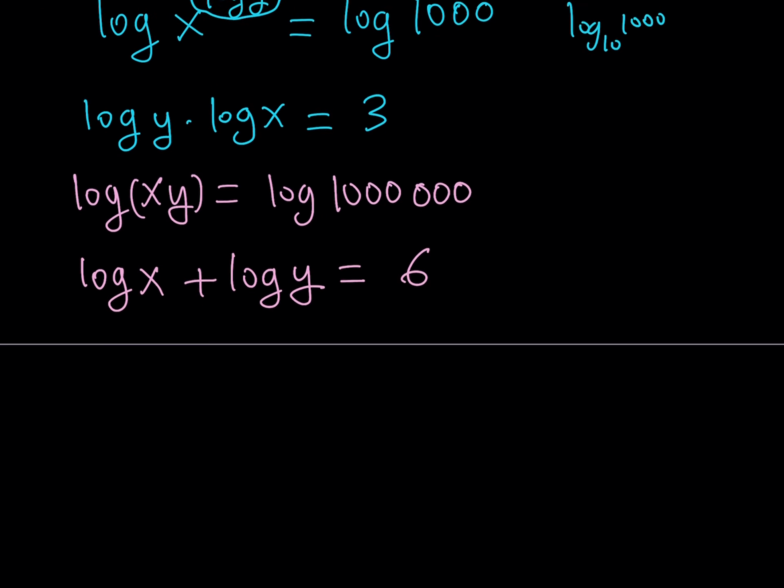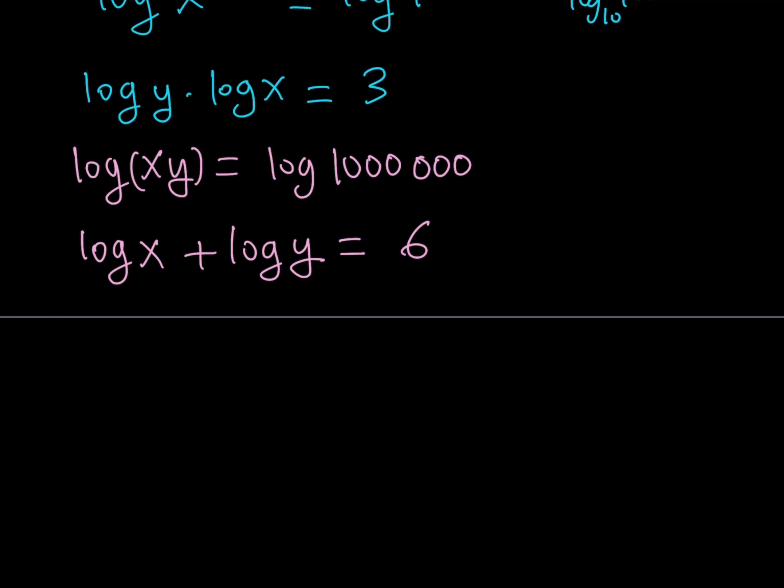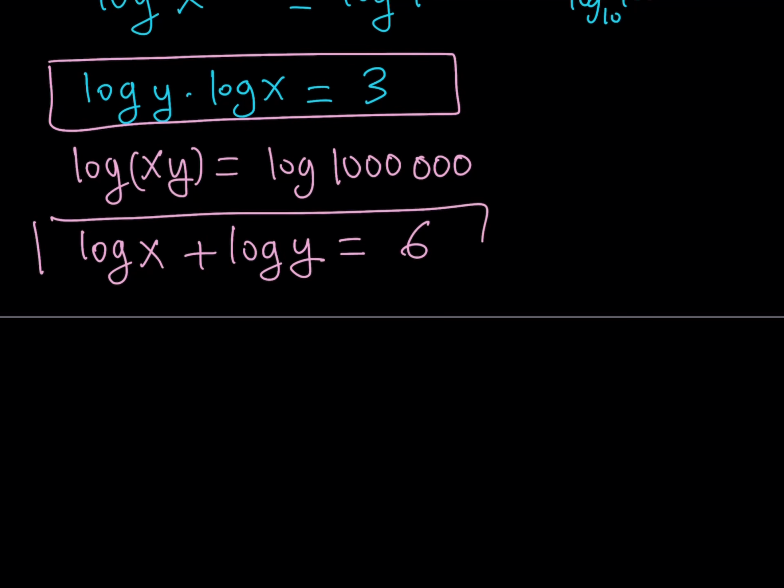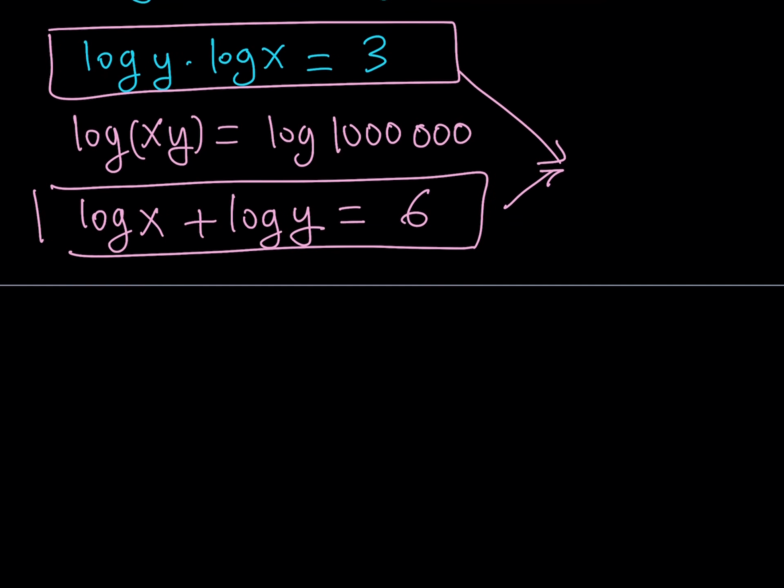Okay, now what did I get? By logging both sides, I got this, and I got this. Is that good? Absolutely. Look at that. We have two variables, and that is going to make a quadratic equation. But first, we have to use our awesomest method, which is called substitution.